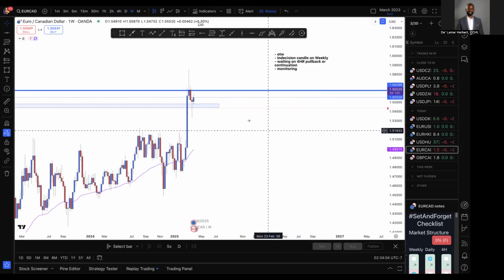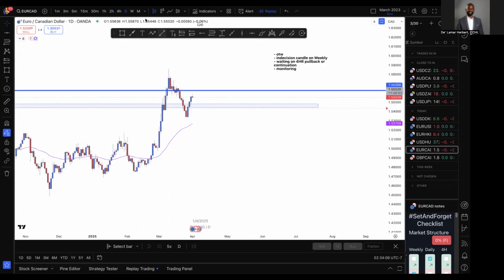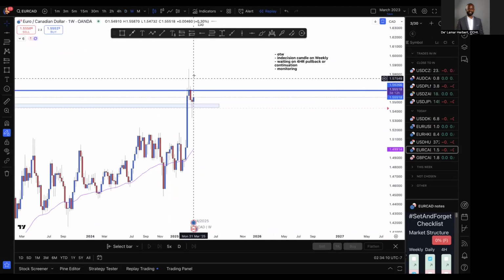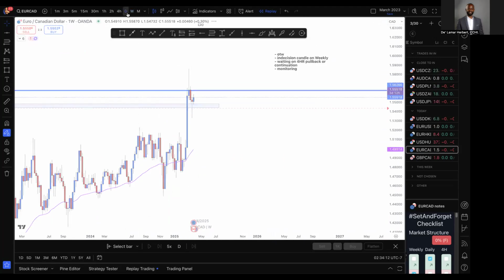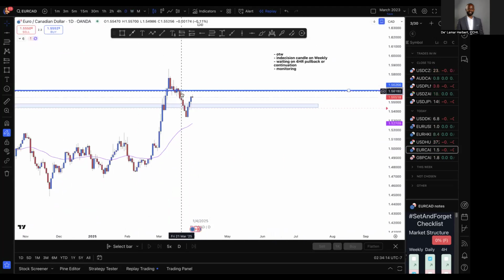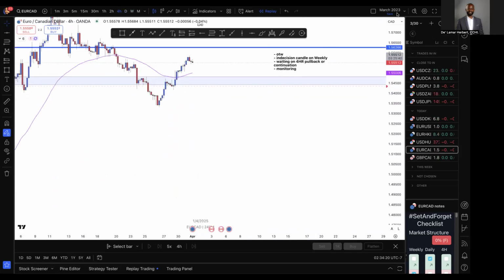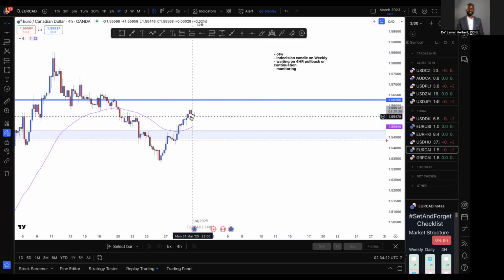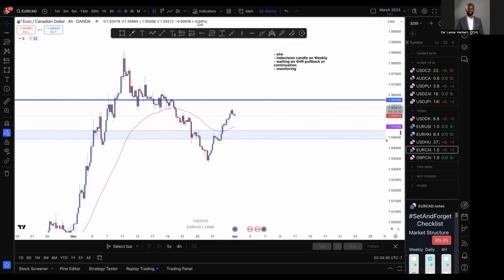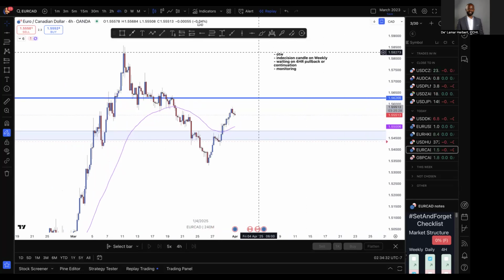Next for EuroCAD, we had a pullback on the weekly. There's an indecision candle here. Daily had a shift to structure. I count that as a shift to structure, and then a pullback. 4 hour is now at a pullback, but it's bullish. So we need this to shift structure to go our way for it to be a proper counter trend.